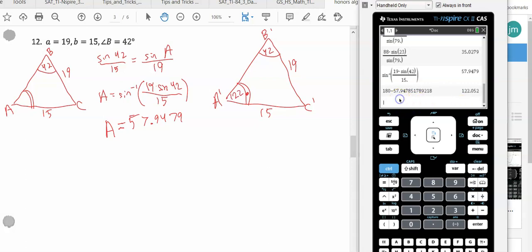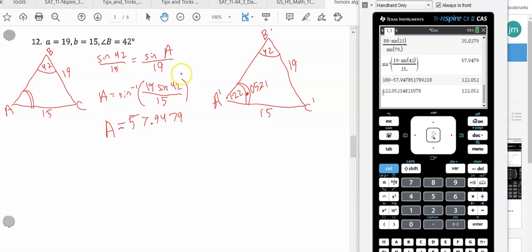Let's get more digits here. 0.0521. Okay, so that definitely is, if you add up 122 plus 42, that's less than 180. So there are two triangles, and now it's just a matter of solving both sets of triangles. Okay, so let's do that.